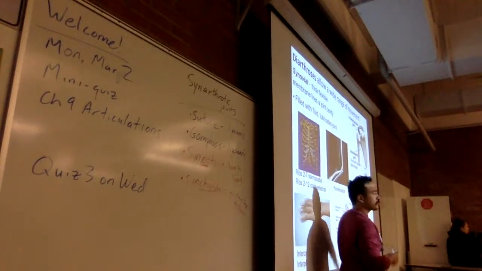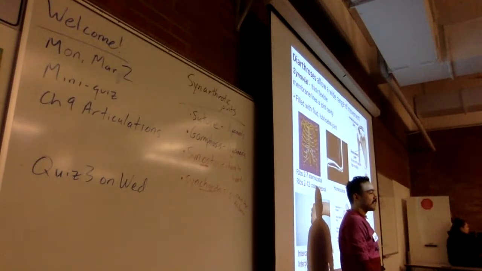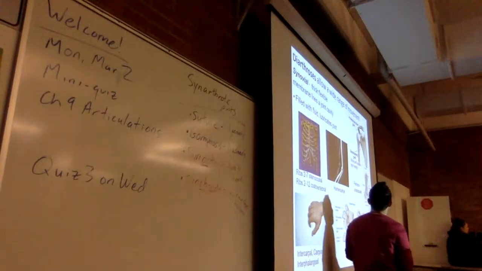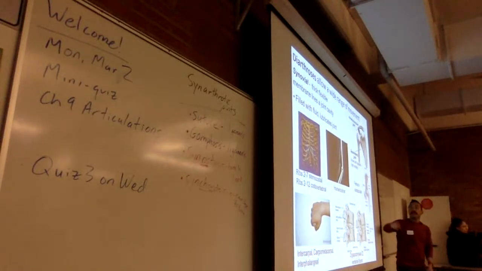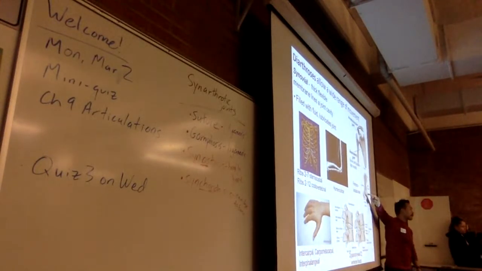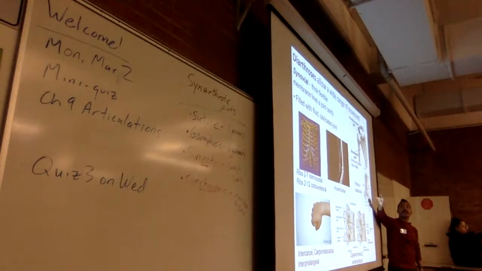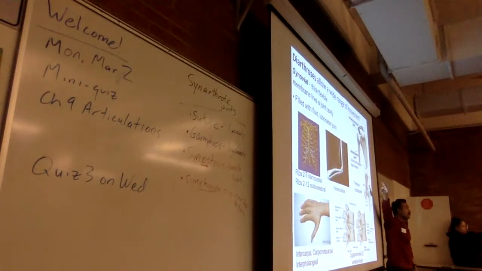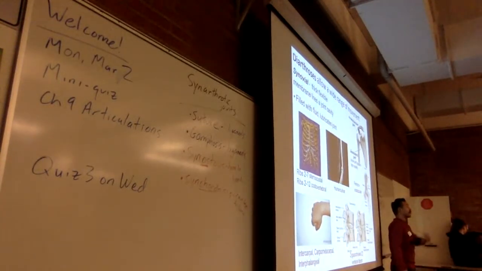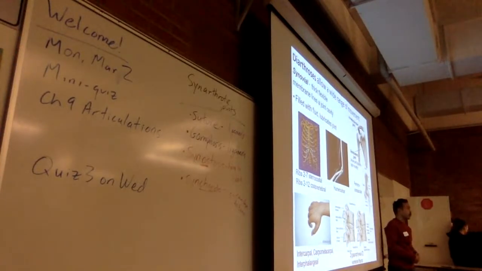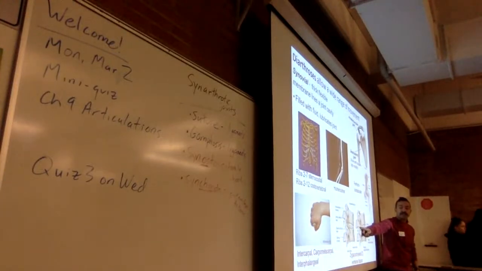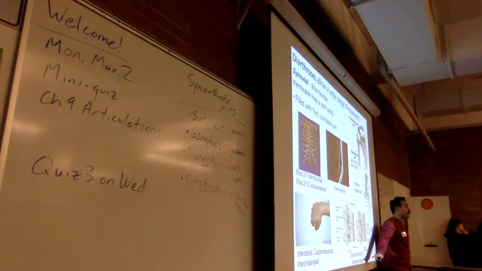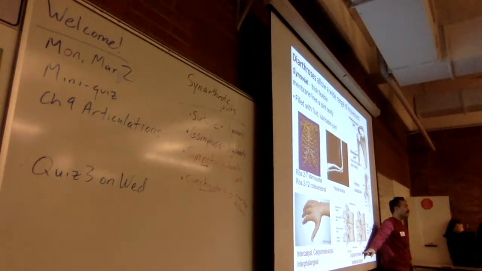Humeroulnar, what joint is that? Your elbow. Femoroacetabular? Your hip. It's from the femur to the acetabulum, femoroacetabular. Glenohumeral? It's the highly movable shoulder joint, from the glenoid cavity of the scapula to the humerus, glenohumeral. The highly movable joint of your vertebrae is the zygapophyseal joint. You can call it a Z joint if you want.